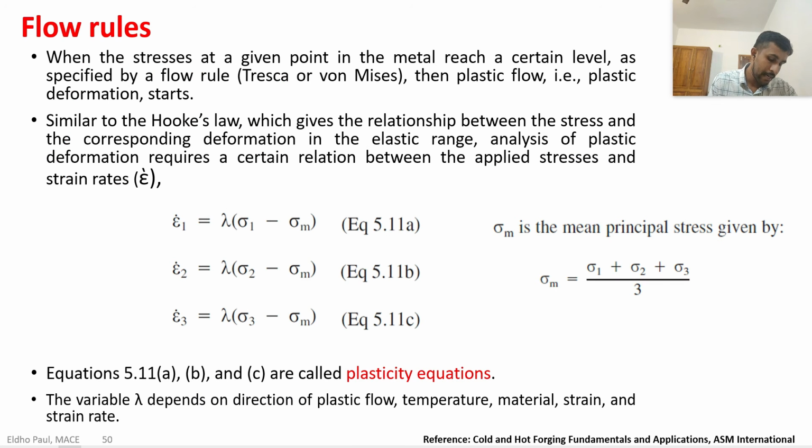So that is about the yield criteria. We have two yield criteria, Von Mises and Tresca's yield criteria. Next is the flow rules, which is actually a continuation of the yield criteria.